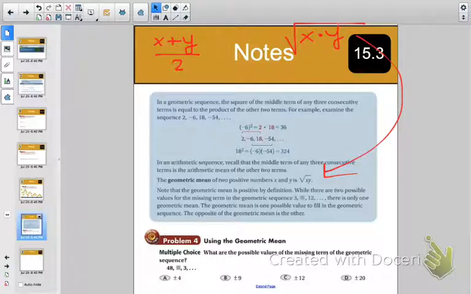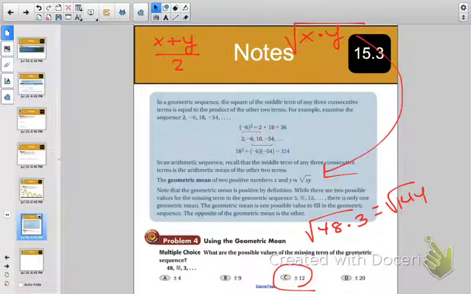So all you have to do here is take the square root of 48 times 3. 48 times 3 is 144, so the square root of 144 gives us plus or minus 12. So it could go 48, 12, 3, where you're dividing by 4, or it could go 48, negative 12, 3, where you're dividing by negative 4. But it's impossible to know with the given information, so you have to answer both.